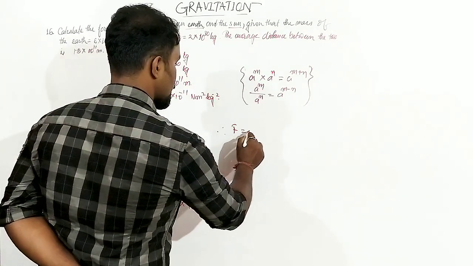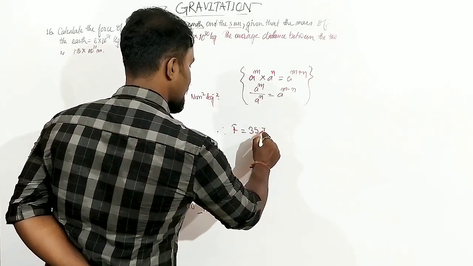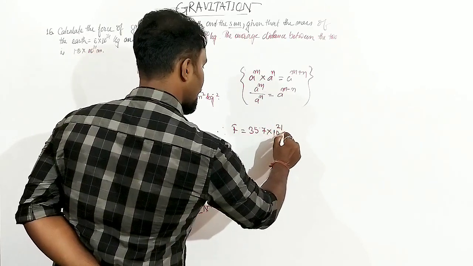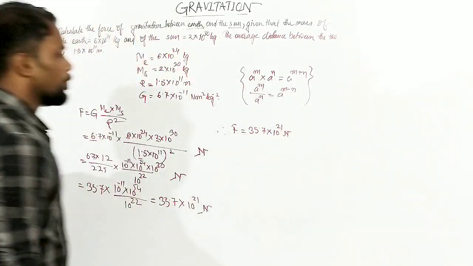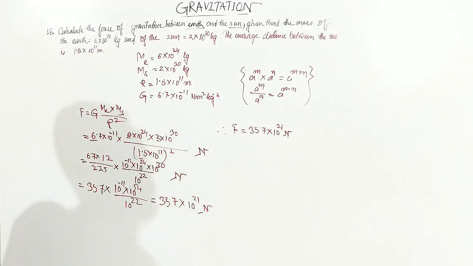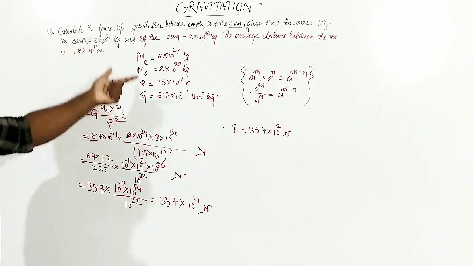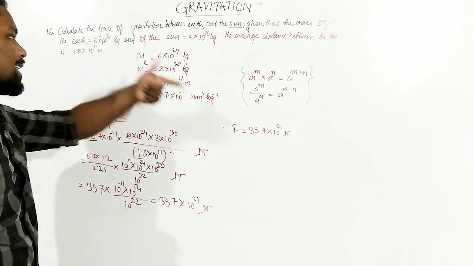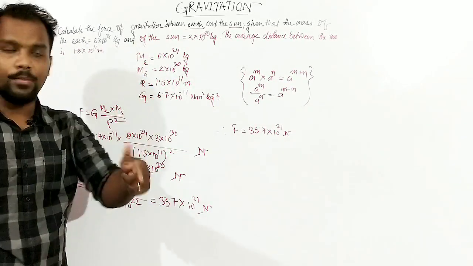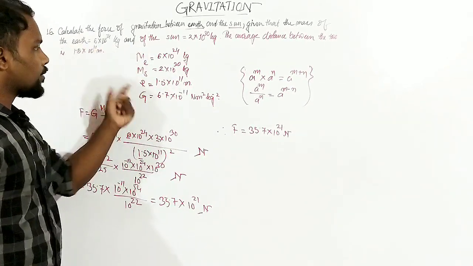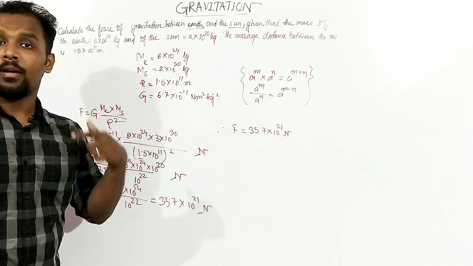The force of gravitation is going to be what? 35.7 into 10 to the power 21 what? Newton. So that is the solution of this question. Now what do we have to calculate? The mass of the Earth is given, the mass of the Sun is given, and the average distance between Earth and Sun is given, that is 1.5 into 10 to the power 11 meter.